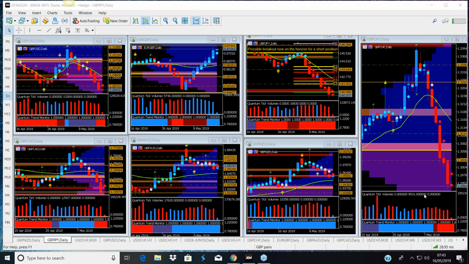And given that markets tend to be in congestion far longer than they are in trend, as it were, understanding how to interpret the structure of a chart is really absolutely key, and using multiple time frames as well.